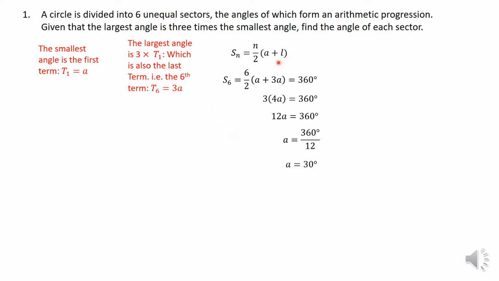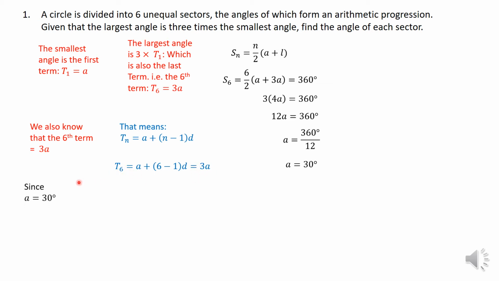Now that you have a, which is also the first term, we need to find the value of d in order for us to know by how much these angles increase. We also know that the sixth term is equal to 3a. So we bring in our T sub n, the nth term formula: the first term plus n minus 1 times the common difference. The objective here is to calculate the common difference. So I have a plus 6 minus 1 times d equals 3a, because the sixth term is equal to 3a. But we now know what a is.